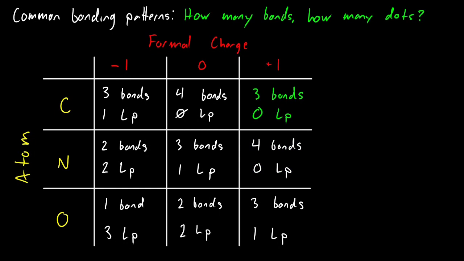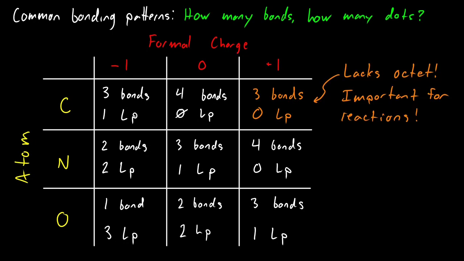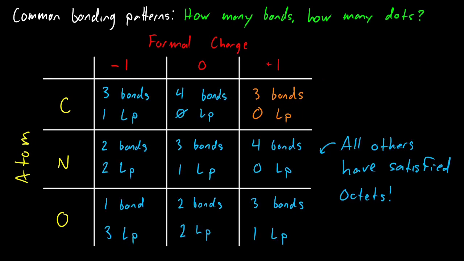And then finally, if we look at a carbon with a positive charge, we'll have 3 bonds and no lone pairs. So the item in the table that lacks an octet is the positively charged carbon. Carbon with a positive charge lacks an octet and is a very important species in some reactions, which we'll be discussing at some length later in the semester. All of the other entries in the table have satisfied octets, and that is the vast majority of cases that we're going to be seeing throughout the semester.